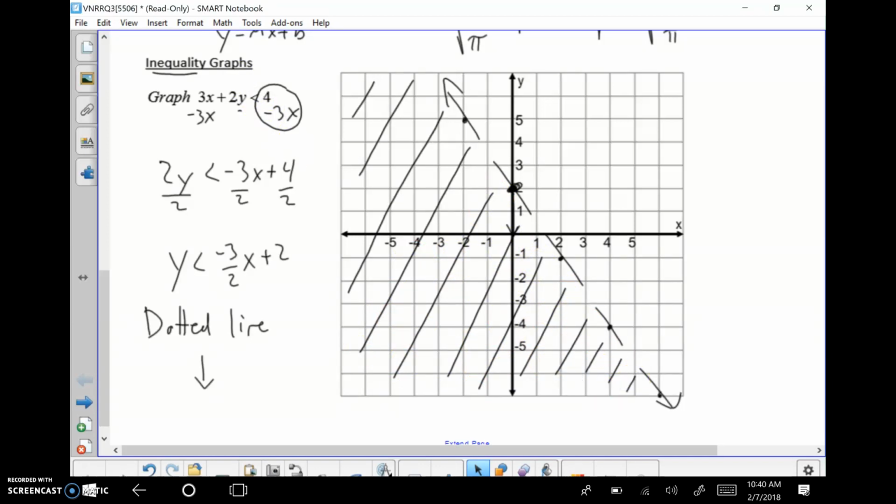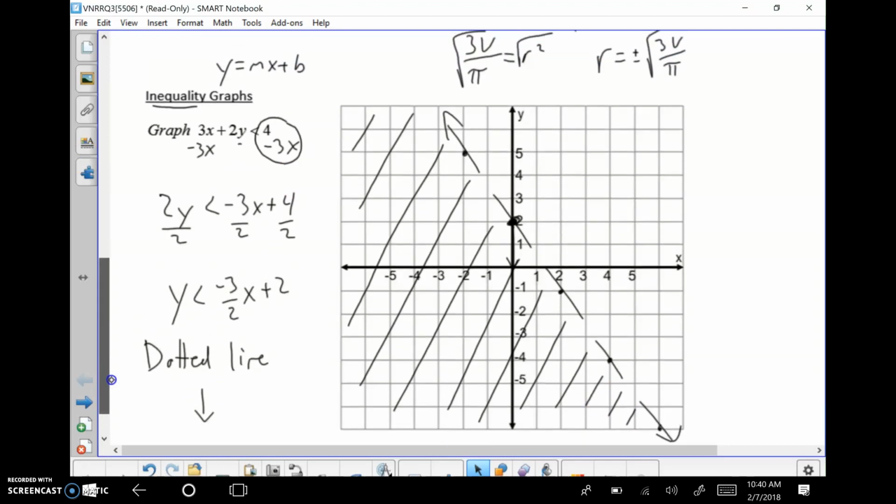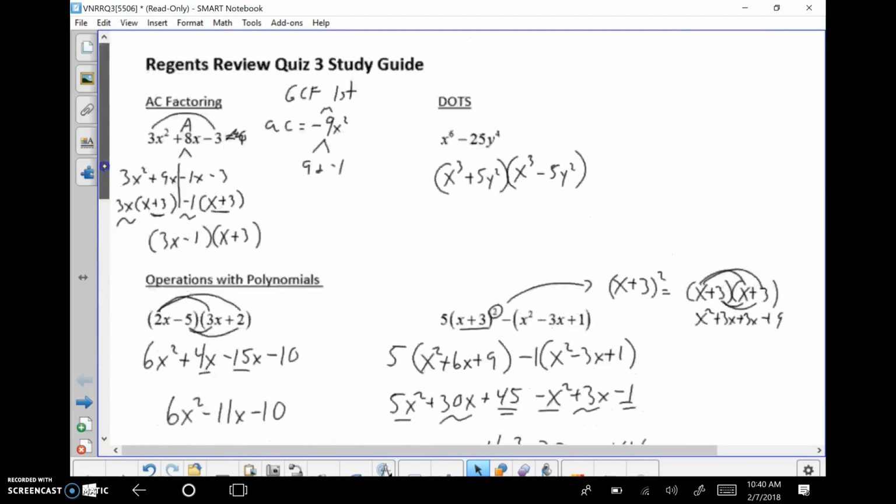Okay, and that's it. Graphing inequalities. A lot of times we graph 2 of them to do a system, but that's still just that same process.